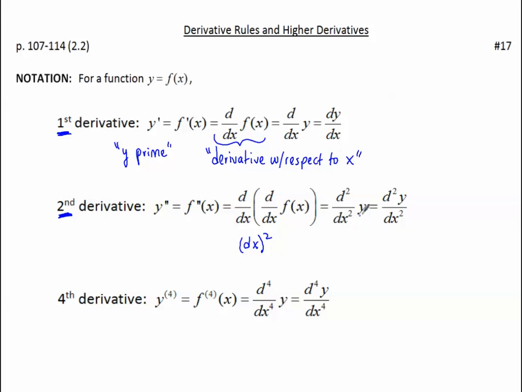So d squared dx squared of y, or the second derivative with respect to x of y, or d squared y dx squared. It works that way for first, second, and third derivative. Anything fourth or higher, instead of continuing to add the prime notation, we, in parentheses, put the number of the derivative. So this is fourth derivative of y, fourth derivative of f of x, fourth derivative of y, similar. Okay?